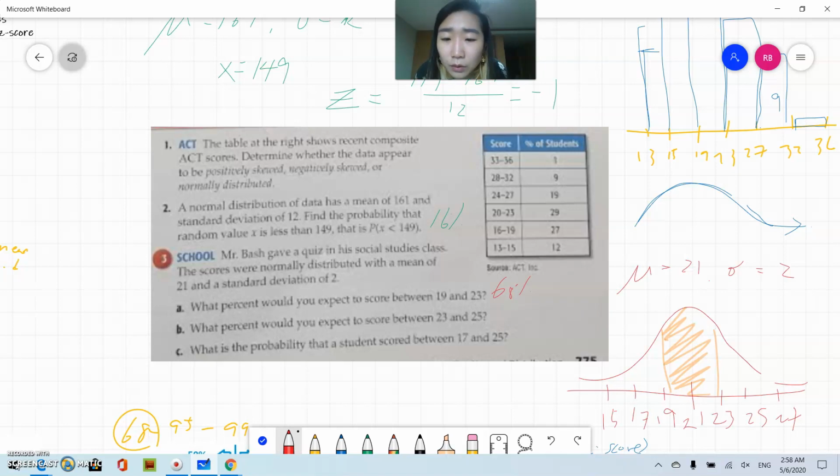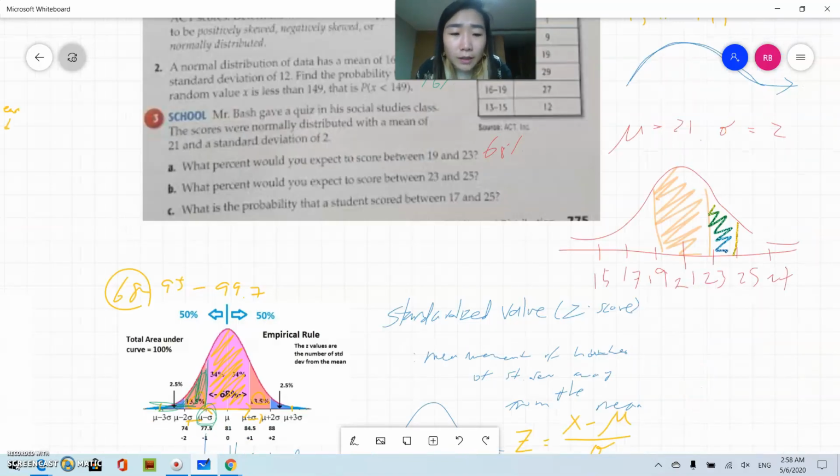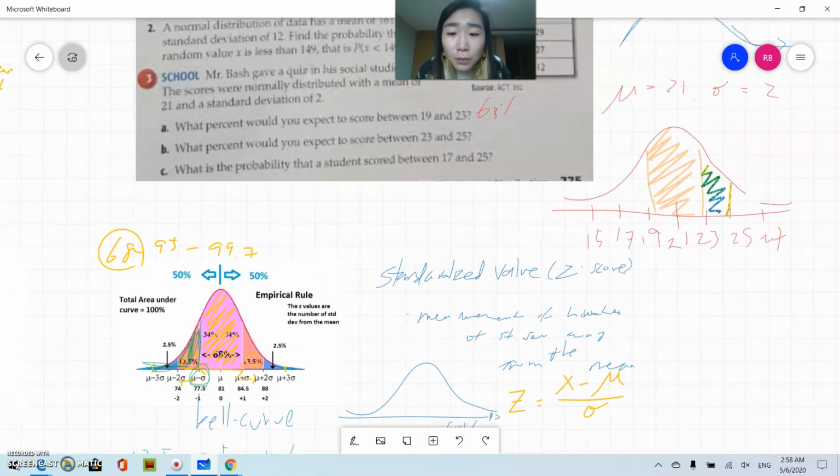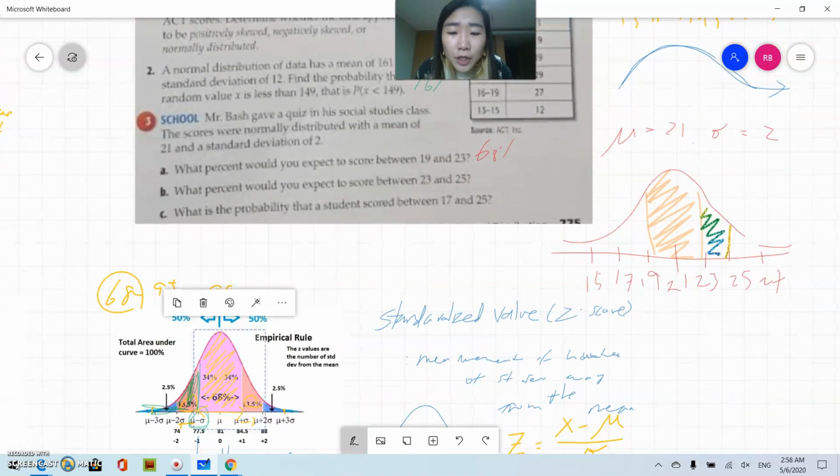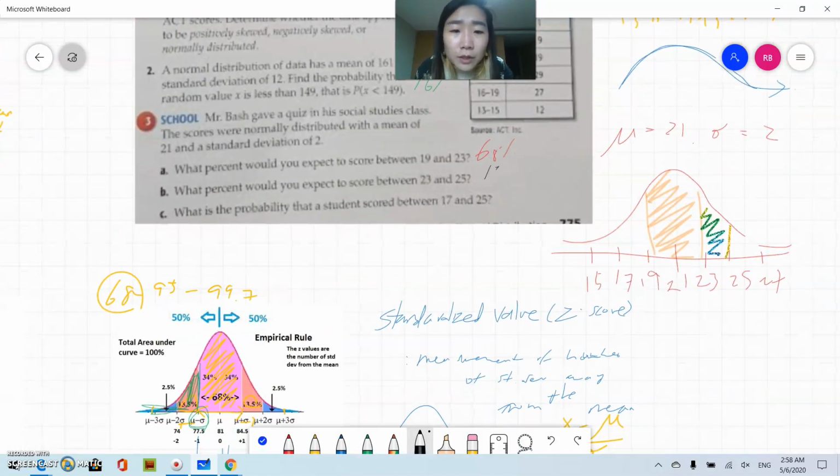It says 23 to 25. So it's this part right here, and it's between 1 and 2 standard deviations. I'm going to look at that graph here. It says 13.5%, right? It's that shaded area. So the answer must be 13.5%. And then it says 17 through 25. So this is 2 standard deviations away, right? Because it's 1, 2, 1, 2. And 2 standard deviations away, it was 95%.